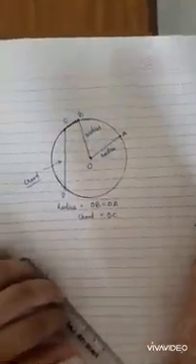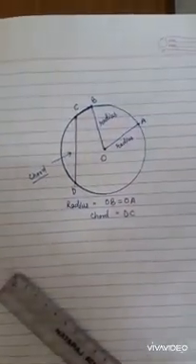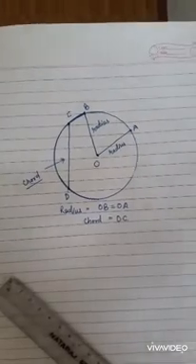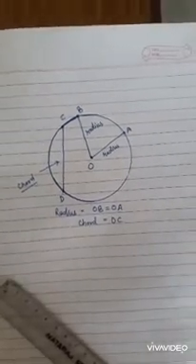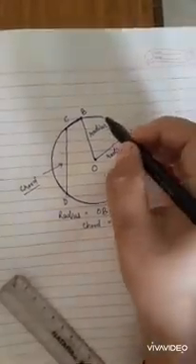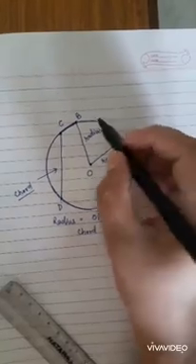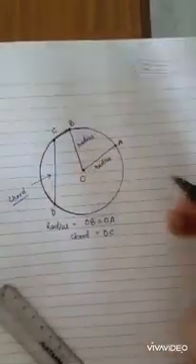Now the next topic is the diameter. So what is the diameter? Diameter is also a chord that passes through the center of a circle. So the diameter is also a chord because it is a line segment that joins 2 points on the circumference of the circle, but it passes through the center.